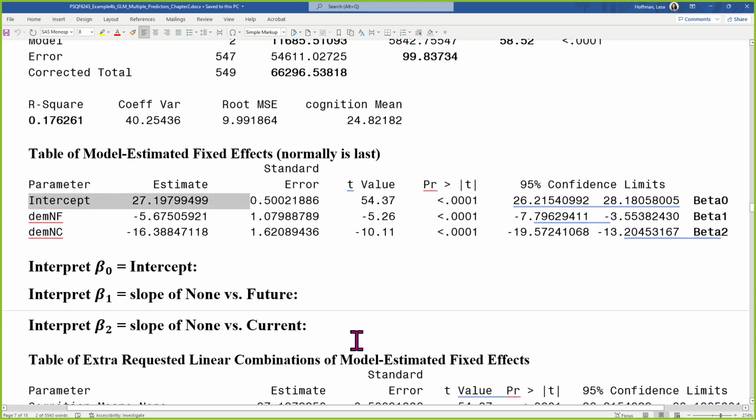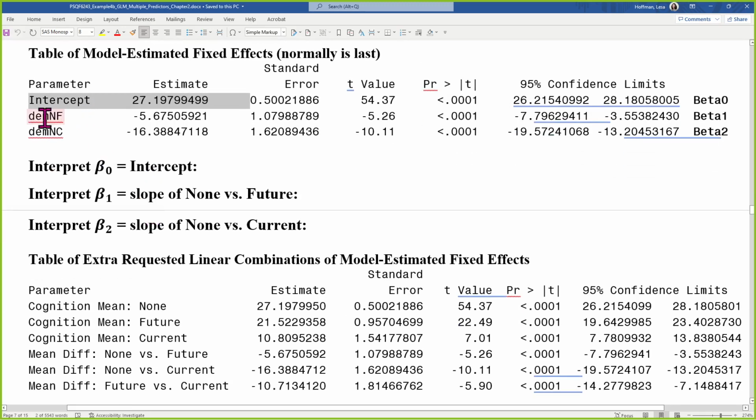Solution then, my intercept, expected outcome when my predictors are 0. In this context, that's for the none group. Their expected score is a 27. The expected score for the future group, the people who are not diagnosed yet but are on their way there, kind of like foreshadowing. The future group, as the one group for this comparison, is about 5 points lower. Likewise, the current group is 16 points lower. So the slopes always tell you how the one group differs from the 0 group. So the one group is the one that gets the minus sign, making them lower.